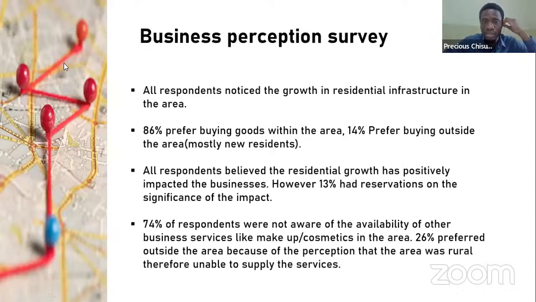For the business perception survey, we were asking the residents if they had noticed any growth in residential infrastructure in the area, if they would prefer to buy goods within the area or outside the area, and if they believe the residential growth has had any impact. All our respondents noticed the growth in the residential infrastructure. 86% preferred buying within the area, 14% preferred buying outside, and all respondents believe the residential growth had positively impacted the businesses.